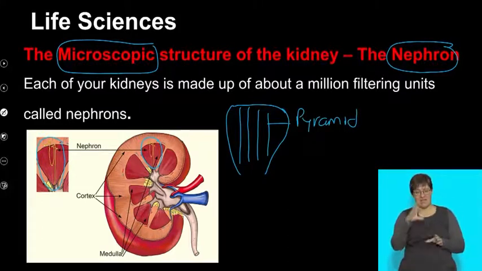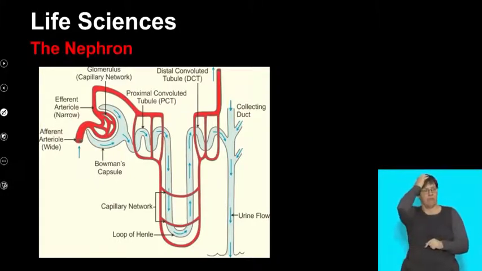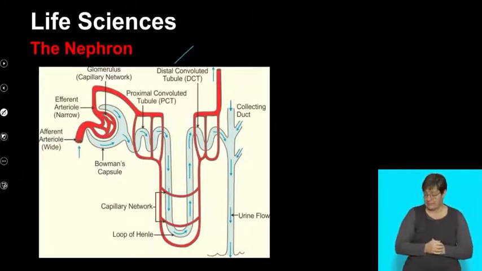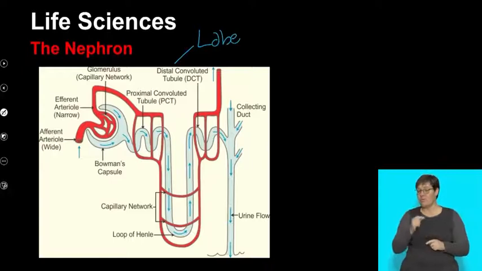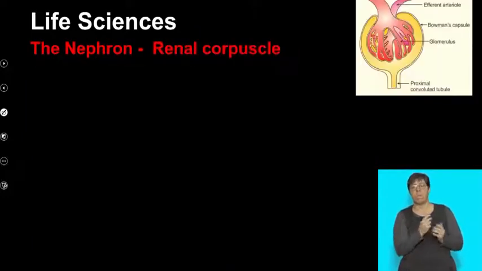Now, when we look at the inside of the kidney, when we look at the nephron, the nephron looks like this. And as soon as you see the picture, it's like, oh my word, this is a really complicated structure. Yes, it is. You need to be able to label the structure, and you need to know how it works, how it functions. So we're going to have a look at it in much closer detail.